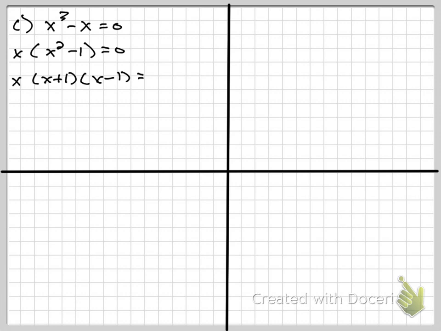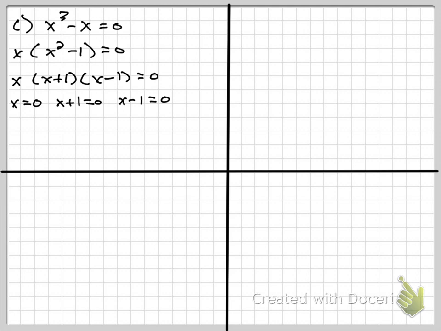C, x cubed minus x equals 0. We have a GCF of x, which leaves me with x squared minus 1 equals 0. x squared minus 1 is a difference of squares. So that will be x times x plus 1 times x minus 1 equals 0. All three factors set equal to 0.